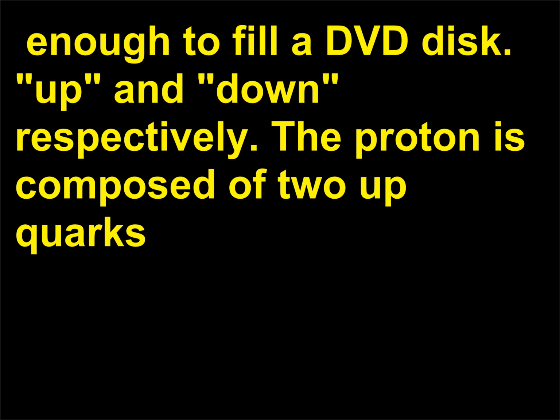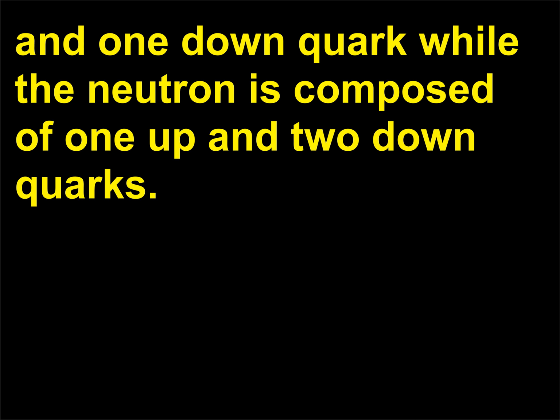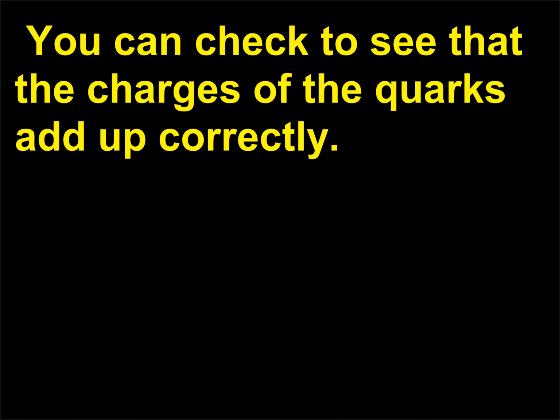Up and down, respectively. The proton is composed of 2 up quarks and 1 down quark, while the neutron is composed of 1 up and 2 down quarks. You can check to see that the charges of the quarks add up correctly.